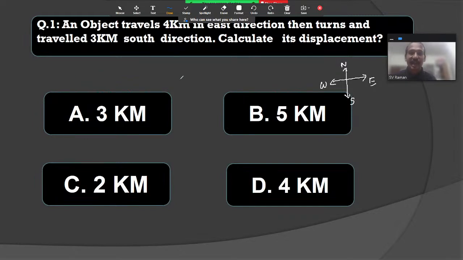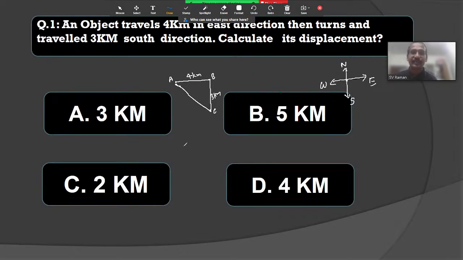Go to the question again. The object travels 4 kilometers in the east direction from the origin. Yes, this is 4 kilometers. And it turns south for 3 kilometers. South is the downward direction. So point A to B is 4 kilometers, and point B to C is 3 kilometers. Now calculate the displacement. What is displacement? The minimum distance traveled by an object. So that is A to C.